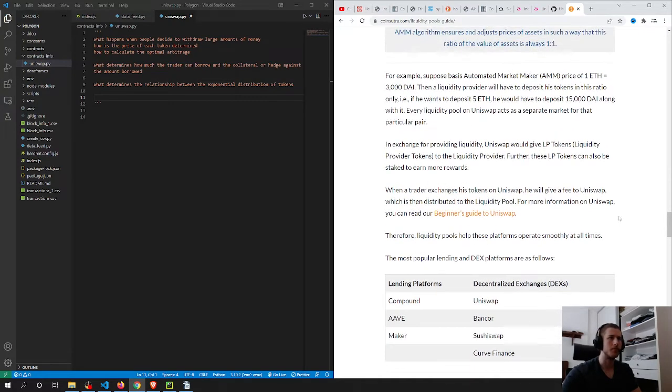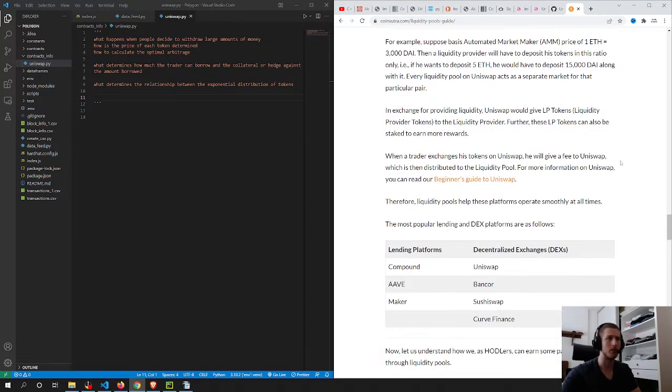For example, suppose a base automated market maker trades 1 ETH for 3000 DAI. Then a liquidity provider will have to deposit his tokens in this ratio only. If he wants to deposit 5 ETH, he would have to deposit 15,000 DAI along with it. Every liquidity pool on Uniswap acts as a separate market for that particular pair. In exchange for providing liquidity, Uniswap would give LP tokens, liquidity provider tokens, to the liquidity provider. Further, these LP tokens can also be staked to earn more rewards.